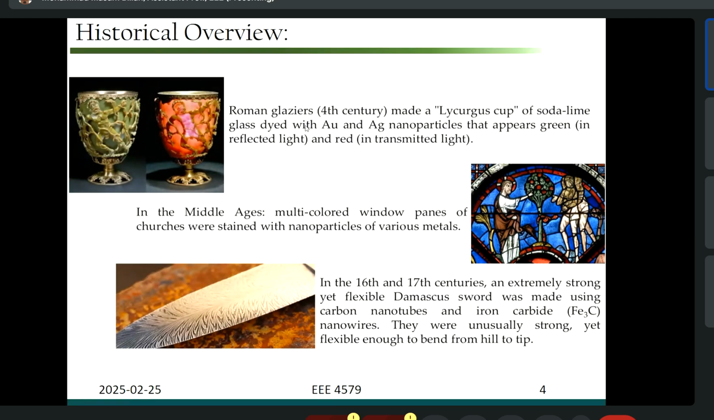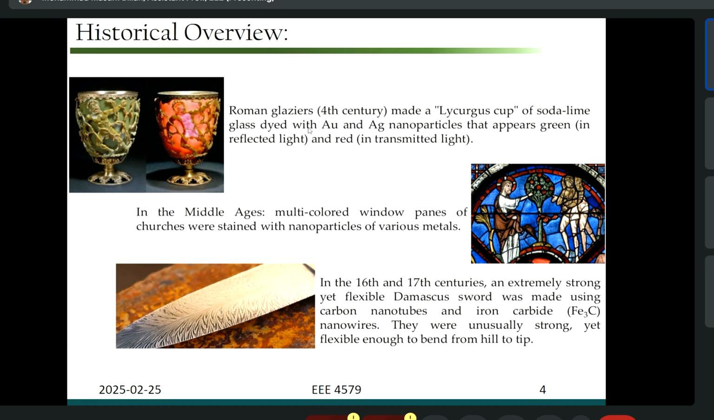made on the churches. So nanomaterials are not a new topic to be explored. This is an already explored topic, but people did not make it a specific category. Or even in the 1600s and 1700s, the flexible Damascus sword. This is a flexible sword. It is very, very strong, but you can bend it.